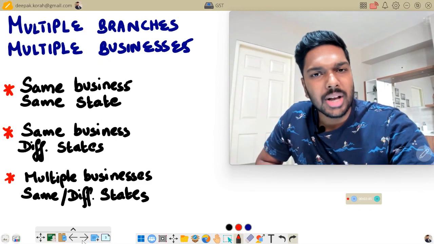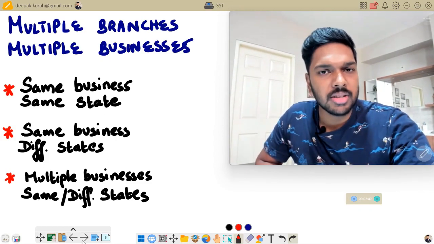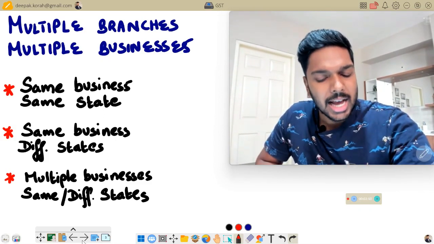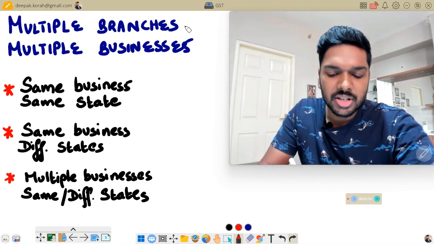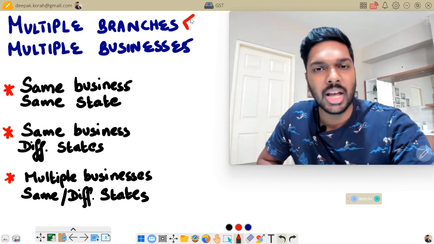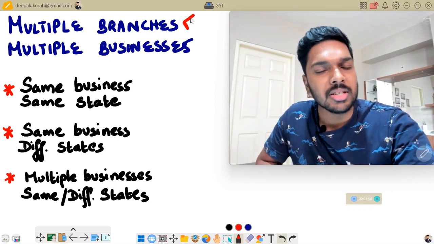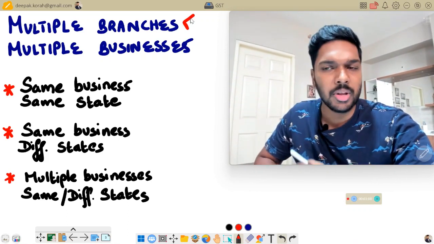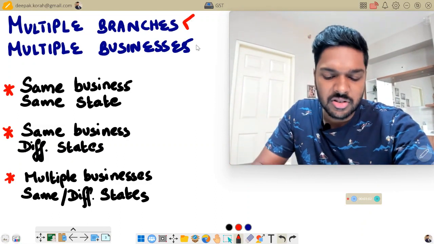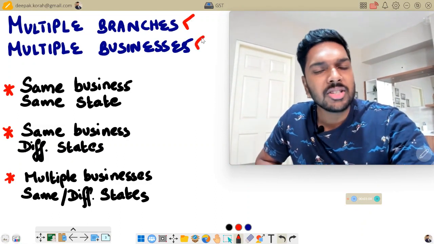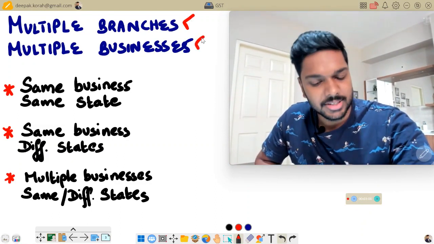Well, one of the common questions that is often asked relating to GST registration is: I have a business, I have multiple branches in the same state or different states, whether I should get one registration or multiple registrations. I have multiple businesses spread in the same state or different states, whether I should get different GST registrations. Well, let's try to address all these questions in three cases.